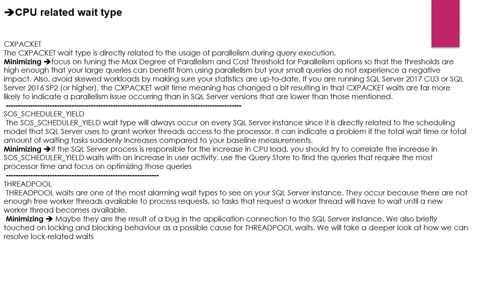Let's proceed with the next wait type, thread pool. Thread pool wait types are one of the most alarming wait types to see on a SQL Server instance. They occur because there are not enough free worker threads available to process requests. So tasks that request a worker thread will have to wait until a new worker thread becomes available.